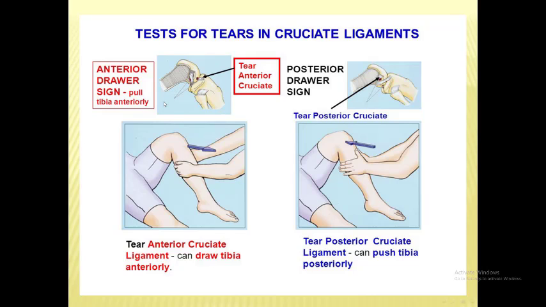In the posterior drawer test, you use the same position of the patient, and you grasp and push the tibia backward in order to assess whether there is a tear in the posterior cruciate ligament or not. If there is a tear in the posterior cruciate ligament, there will be excess translation posteriorly more than the other side.